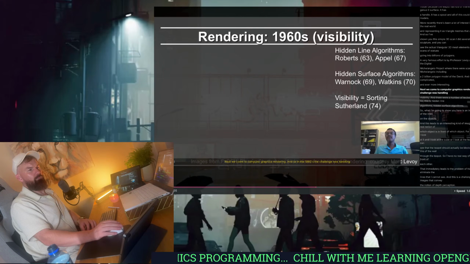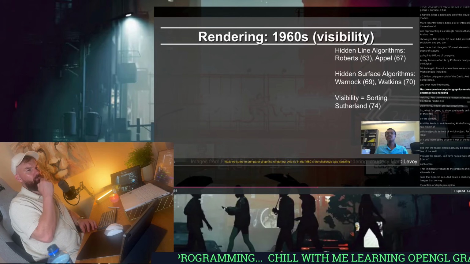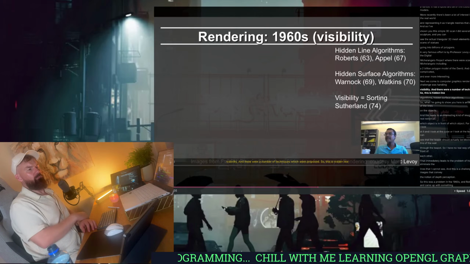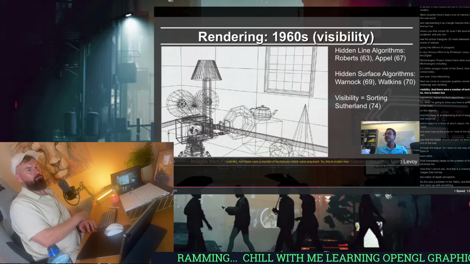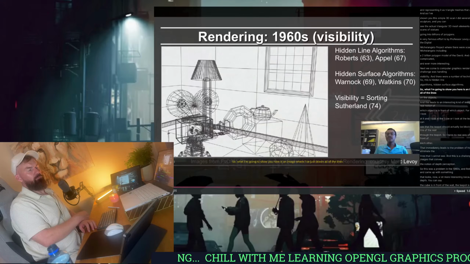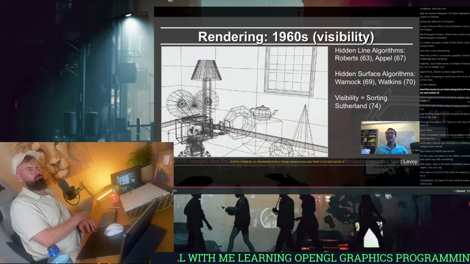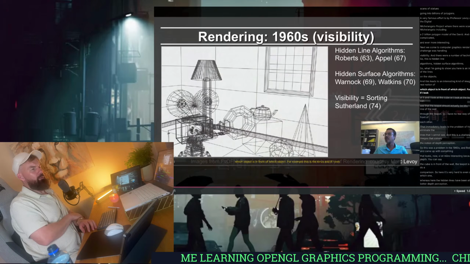Next, we come to computer graphics rendering. In the 1960s, the challenge was handling visibility, and there were a number of techniques which were proposed. These are hidden line algorithms and hidden surface algorithms. What I'm going to show you here is an image where I've just drawn all of the lines on the objects. And this leads to an interesting kind of image because you see that there is no real notion of which object is in front of which object.